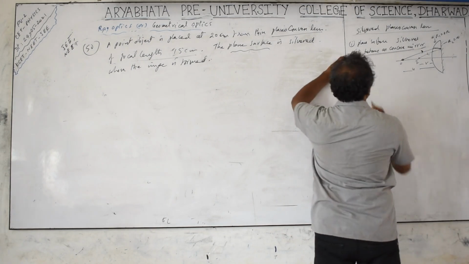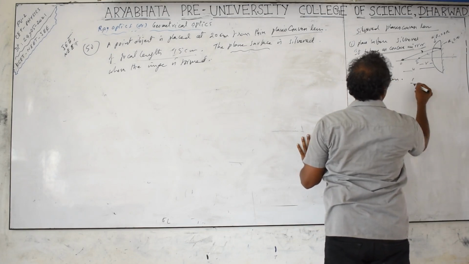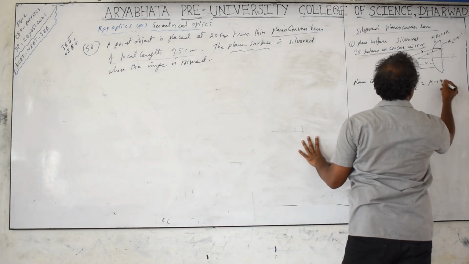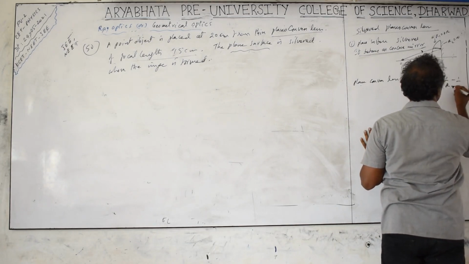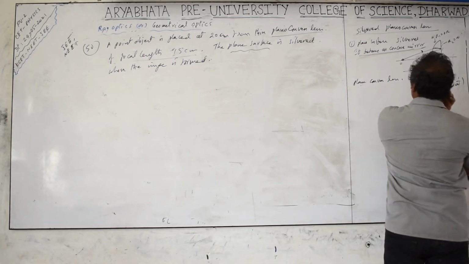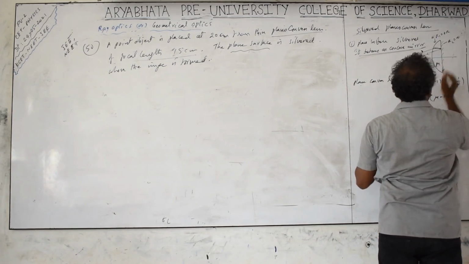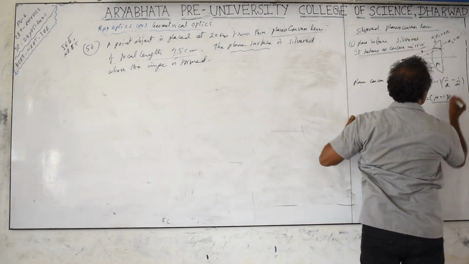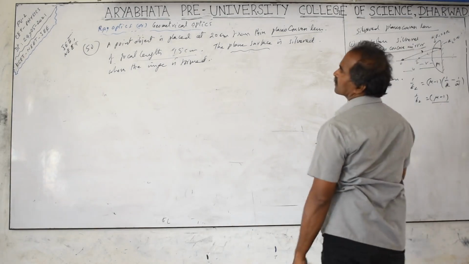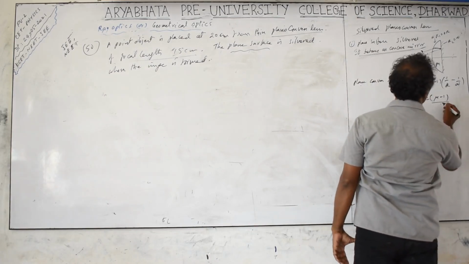So the resultant focal length becomes equal to 1 by, first let us take the plano convex lens. 1 by f lens is equal to mu minus 1 (or n minus 1) into 1 by R1 minus 1 by infinity. 1 by infinity is 0. So the result is 1 by fl is equal to mu minus 1 by R. Mu refers to this material. For the single lens term it becomes this, equal to R.